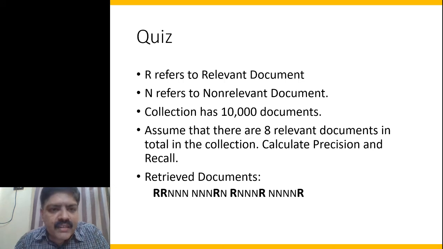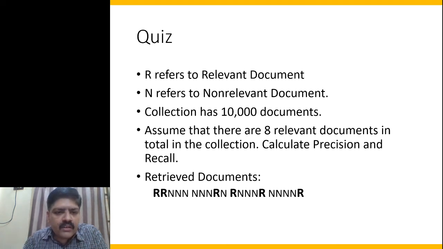Okay, so let's try to do one more exercise. Let R refer to a relevant document, and N refer to a non-relevant document. Our collection has about 10,000 documents. Assume that there are 8 relevant documents in total in the collection for the given query. Whatever the query is, we are not interested in the query right now. Let's assume that only 8 relevant documents exist in total in the collection.